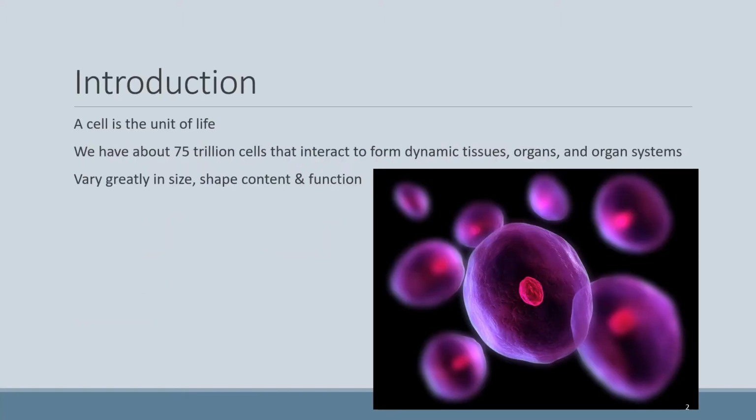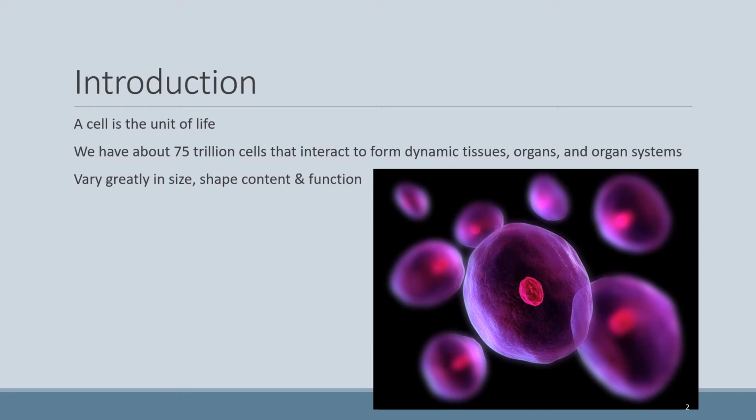So, a cell is a unit of life. We have about 75 trillion cells that interact to form dynamic tissues, organs, and organ systems. Cells vary greatly depending on their function, their size, shape, and content. So today we'll spend some time talking about not only some of the common organelles associated with our cells, but also the way in which substances can cross through cell membranes and allow us to have movement and communication.